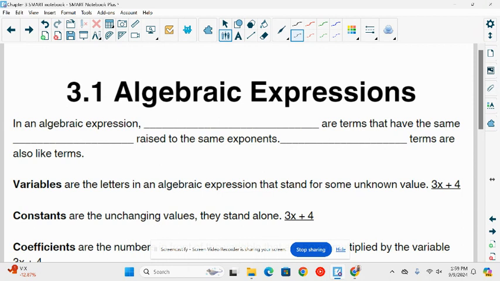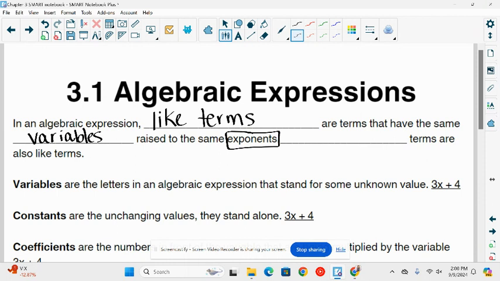So in an algebraic expression, we have like terms. In order for something to be considered a like term, the terms have to have the same variables, and those variables have to have the same exponents. So we have to have same variables, same exponents. Say that with me. Same variables, same exponents.